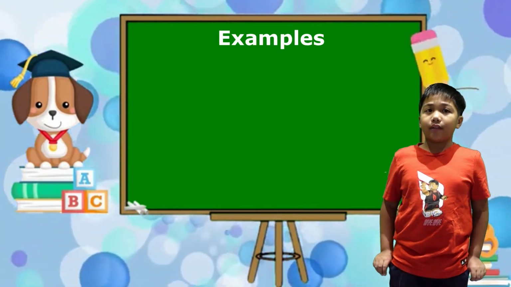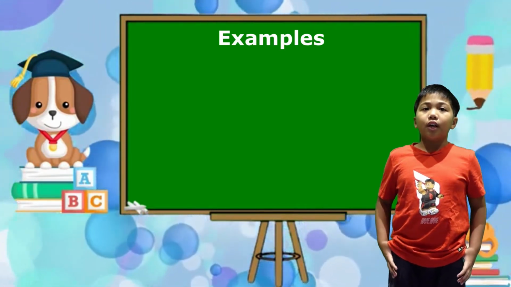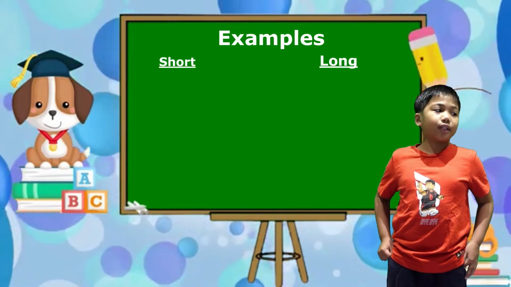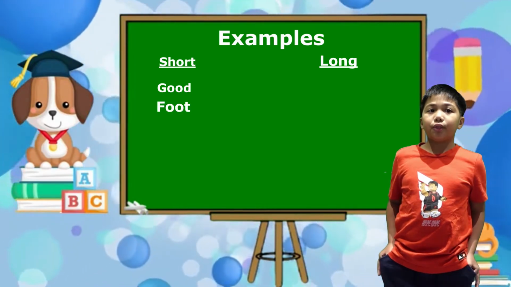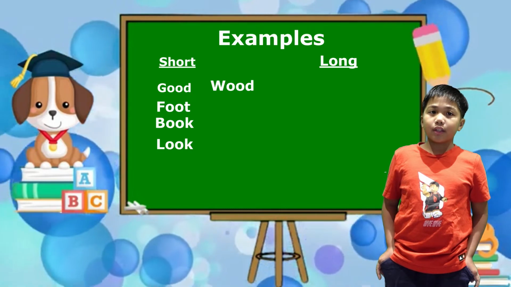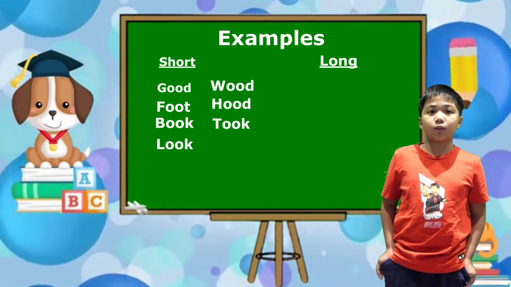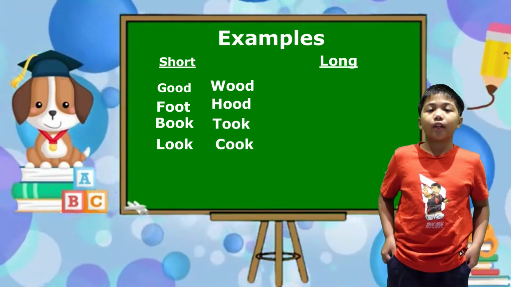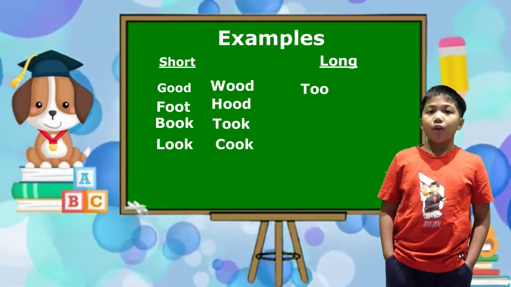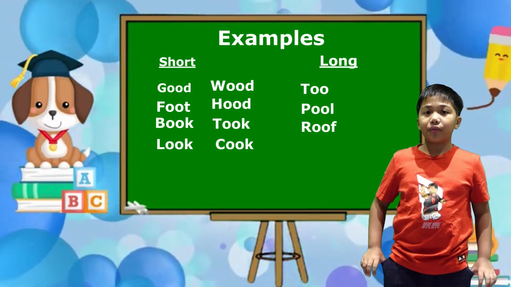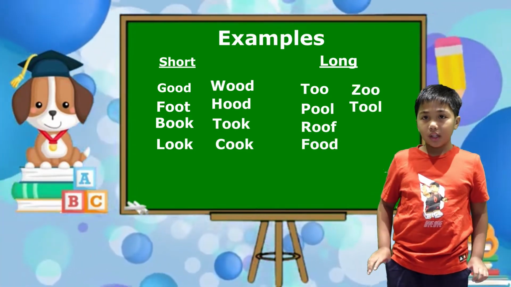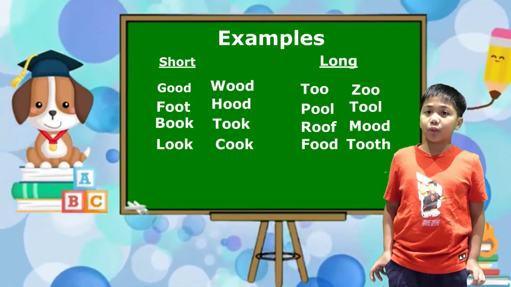Examples of digraphs of OO is the short OO words and the long OO words. For the short OO words is good, foot, book, look, wood, hood, took, cook. And for the long OO words, it's to, pool, roof, food, zoo, tool, mood, tooth.